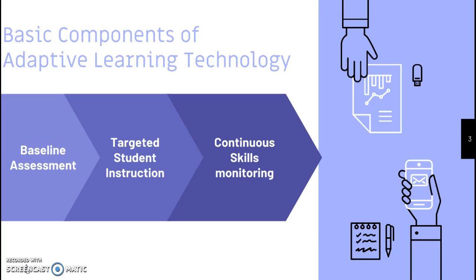Once the baseline is completed, an individualized targeted student instructional plan is formed. Students complete lessons, and based on the students' responses, the lessons may change. As the students complete the lessons, there is continuous skill monitoring of the student.